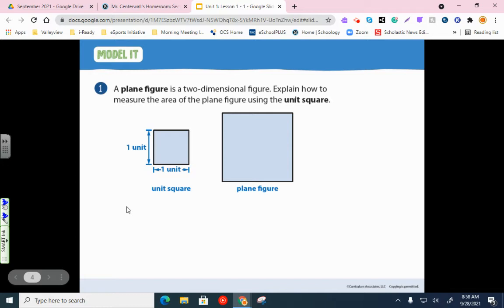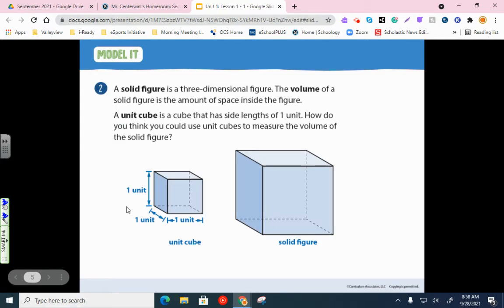Let's look down at question 2. Now notice this is a little different. A solid figure is a three-dimensional figure. Let's write 3D above there. And the volume of a solid figure is the amount of space inside the figure.